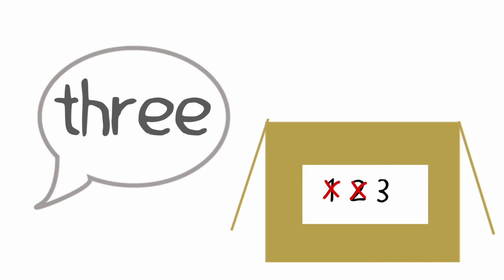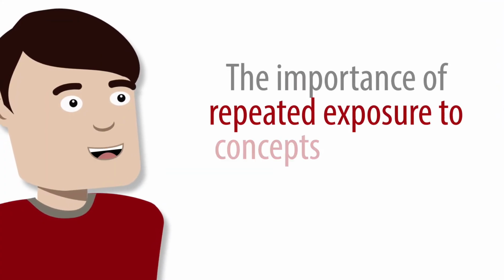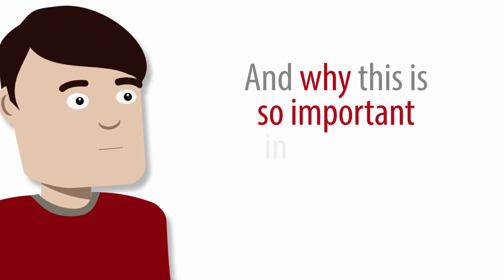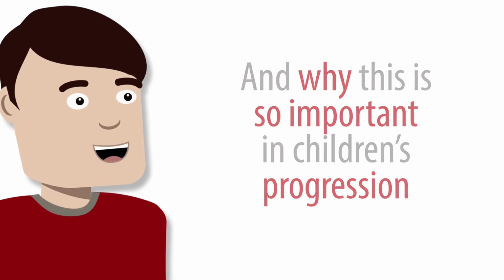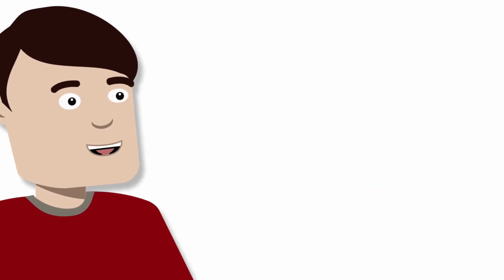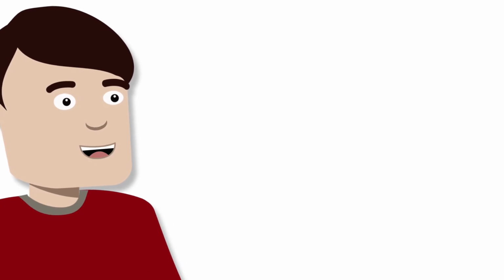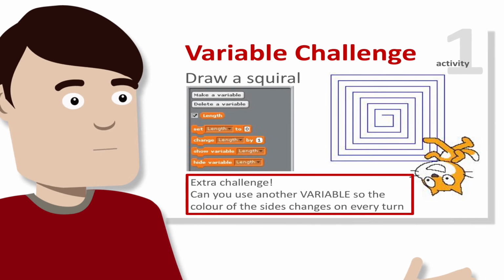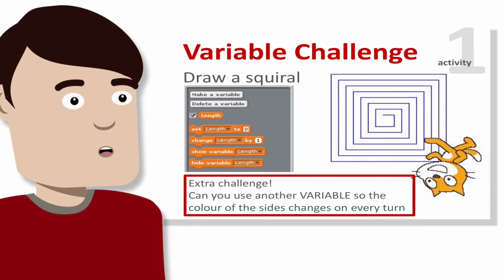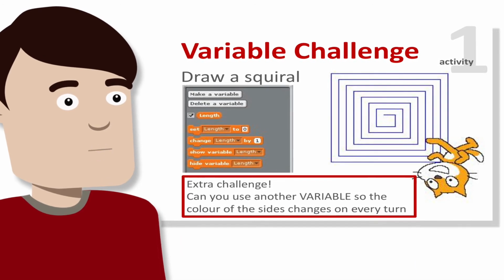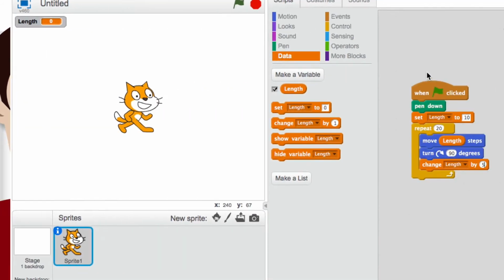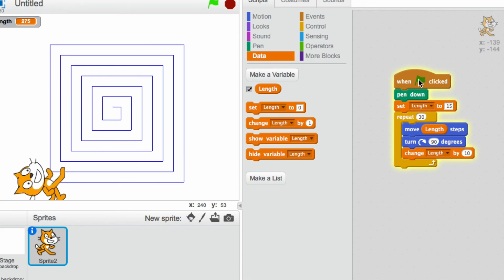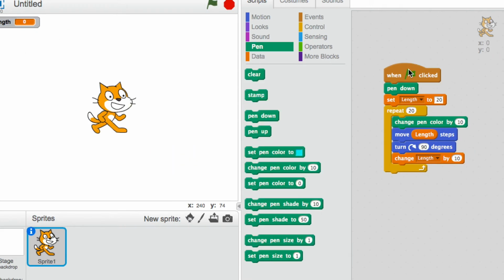It also explores the importance of repeated exposure to concepts in learning computer science and why it is so important in children's progression. Here, the session looks at how this might be done by further exploring variables in another activity called drawing a spiral. As well as providing a good way to practice applying the concept of a variable and building a greater understanding of the role of data structures, this activity also allows for plenty of potential extension challenges, great differentiation and some powerful visuals.